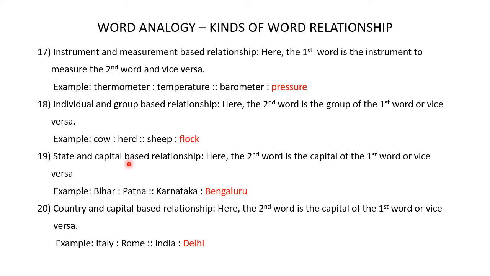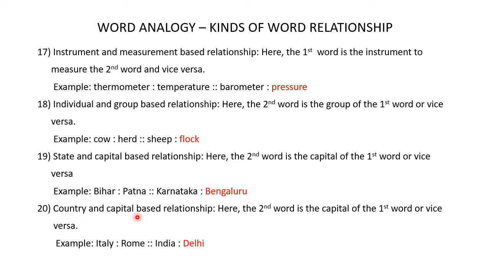State and capital based relationship. Here the second word is the capital of the first word, or vice versa. For example, the capital of Bihar is Patna. Similarly, the capital of Karnataka is Bengaluru.